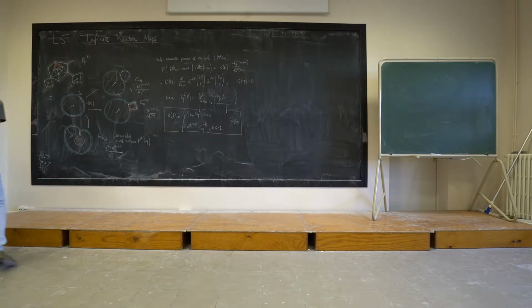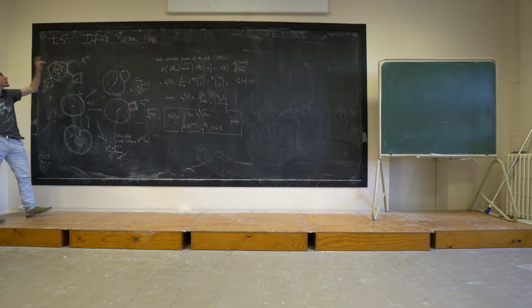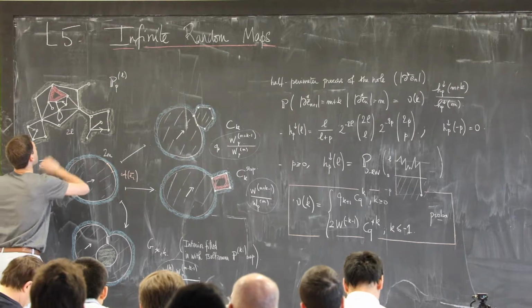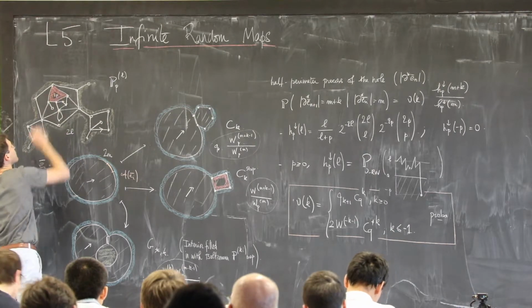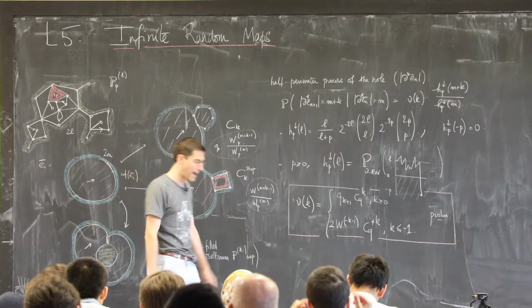Okay, so let me start with a recap of what we did yesterday. Yesterday we introduced the peeling with a target. So we're sampling a Boltzmann map according to our favorite Boltzmann measure with a perimeter 2L, that's the perimeter we start with, and a perimeter 2P, that's the target face. And we were peeling those maps.